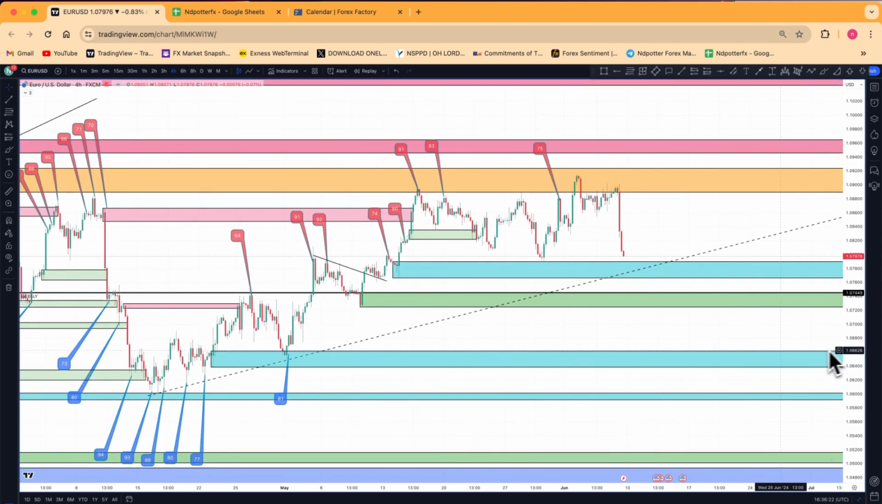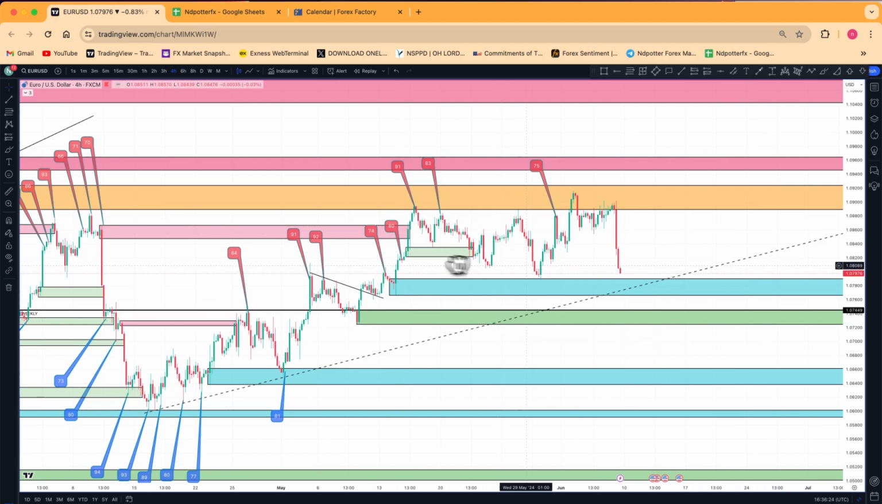Looking at the 4 hours here, you can see that when the trend line got retested on the daily time frame, which was here, the market pushed up to this 4-hour supply zone, and the market couldn't take it out. The market had to respect it. That's why when the news dropped, we saw this massive drop happen.